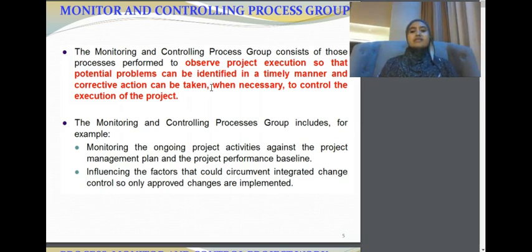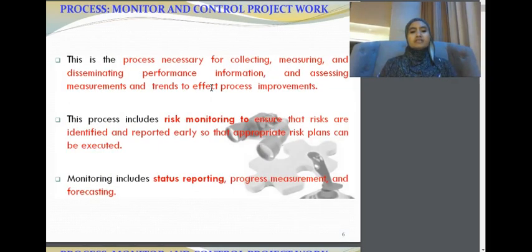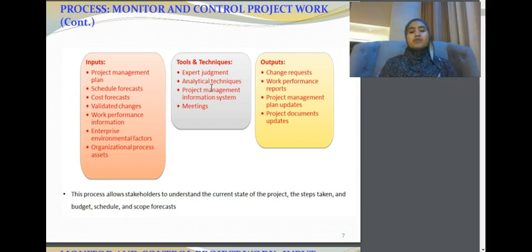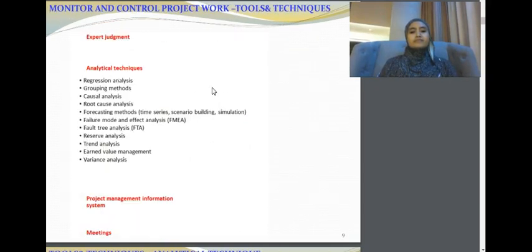So in this module, the specific targets of monitoring and controlling the project will be the focus. All the processes in monitoring and controlling the project also will be covered. Overall input, output, and also tools and techniques to control and monitor the project, for example, regression analysis, grouping method, causal analysis, root cause analysis, and so on.